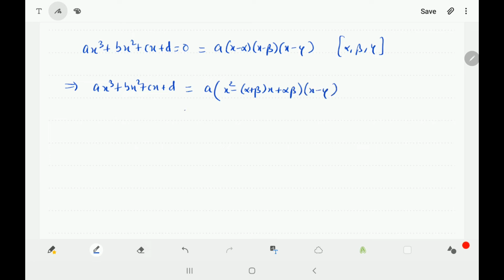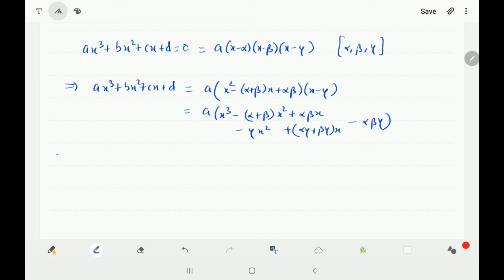So finally I'll be getting x cube minus alpha plus beta times x square, plus alpha beta x, minus gamma x square, plus alpha gamma plus beta gamma times x, minus alpha beta gamma.